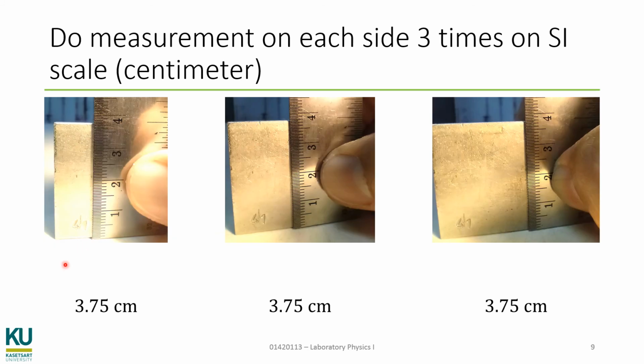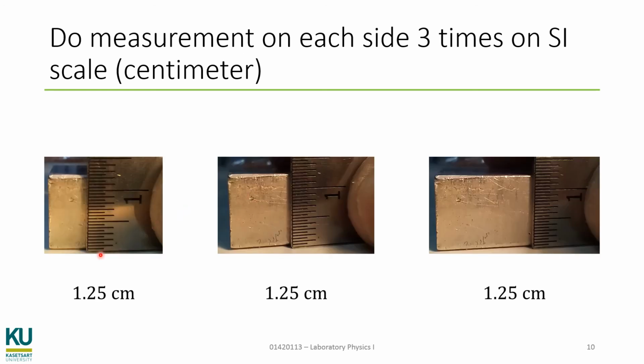Then also use the same metal ruler to measure another side of the aluminum block using the centimeter scale 3 times, as shown in this slide. And then do the same for the thickness. Measure 3 times at different positions.